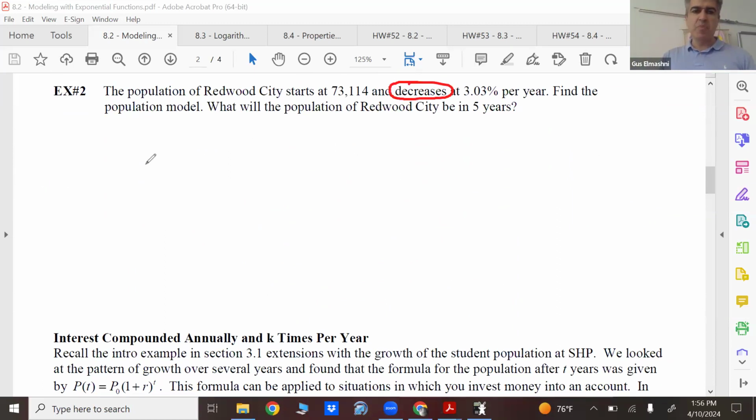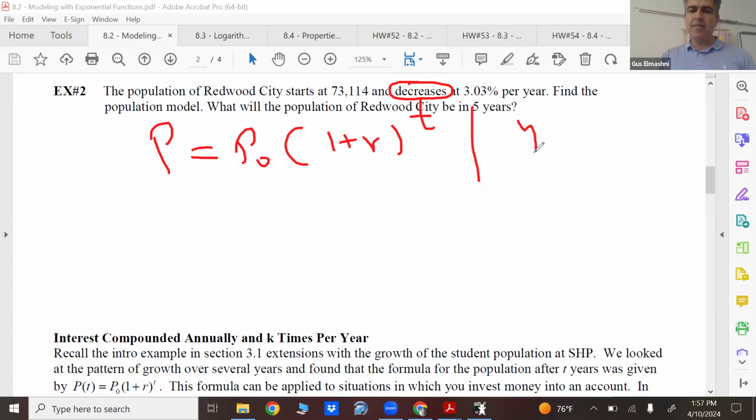So be it. If you do a population model, you can write it like this, or if you want, I don't really care if you do this also. Either way is fine with me. But if I'm going to be a little more formal, I'll go with the one on the left side. So the population will be 73,114 people.